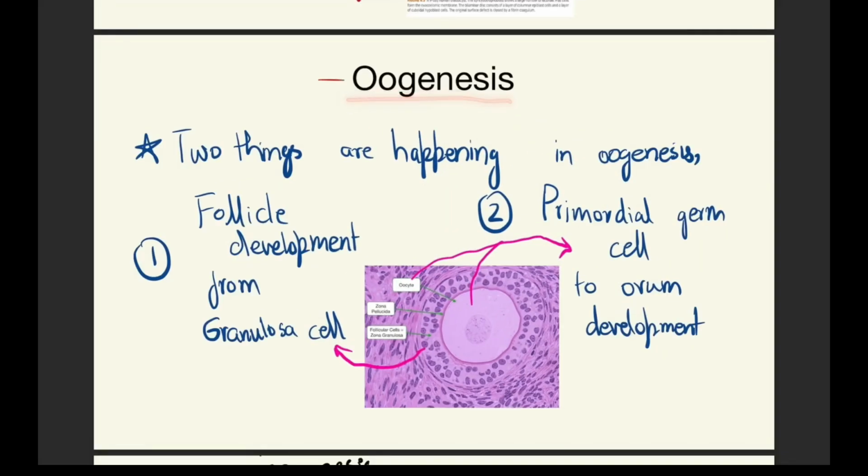Next is oogenesis. For the overview and the technique, you should remember that two things are happening in oogenesis. First is the follicle development from the granulosa cells, which are the outer cells. Next is the primordial germ cells to ovum development, which is on the inside.